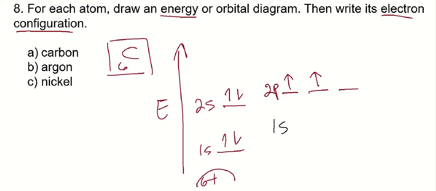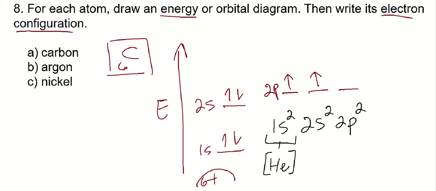It is going to be 1s orbital having 2 electrons, 2s orbital having 2 electrons, and then the 2p sublevel, that whole set there, is going to have 2 electrons. And turning this into noble gas notation, the previous noble gas is helium. Put that in brackets. And then the remaining electrons are going to be your valence electrons, 2s2 and 2p2. This is all for carbon.